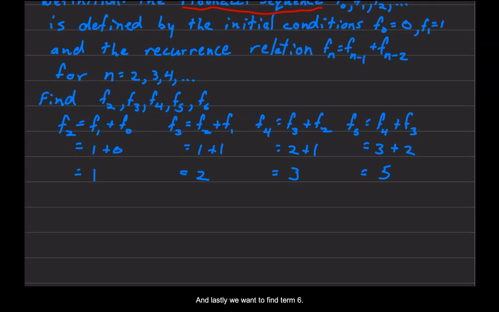And lastly, we want to find term 6. F6 is equal to F5 plus F4. So this is 5 plus 3, and the number is 8. And you could keep going, and you'll notice that the pattern starts growing slowly, but as it gets a few terms into the sequence, it starts to grow at a very rapid pace.